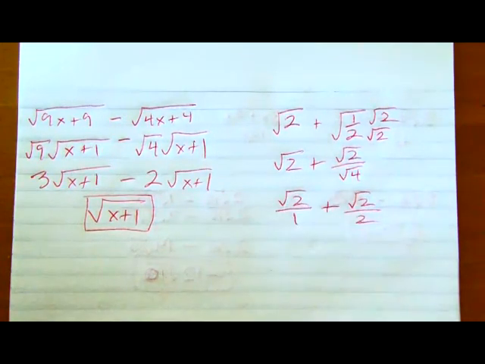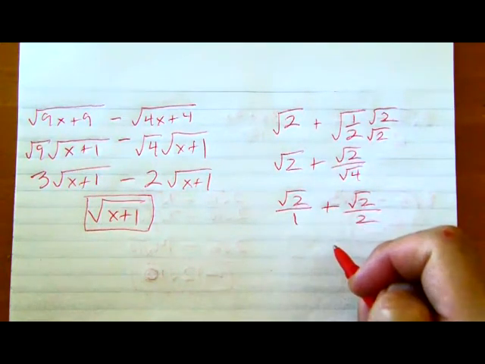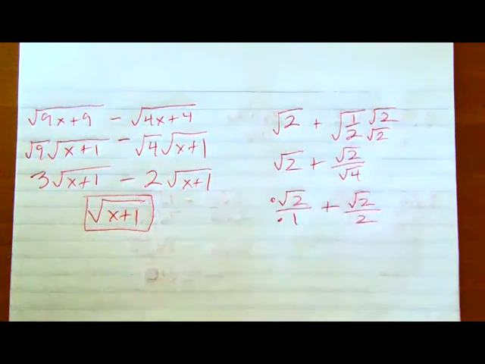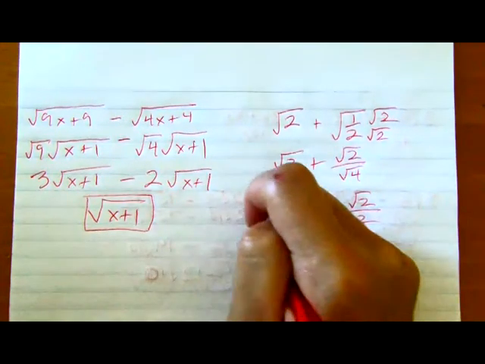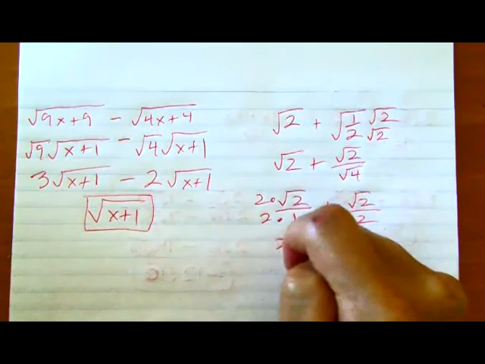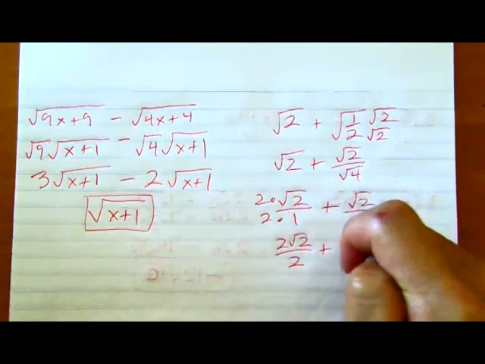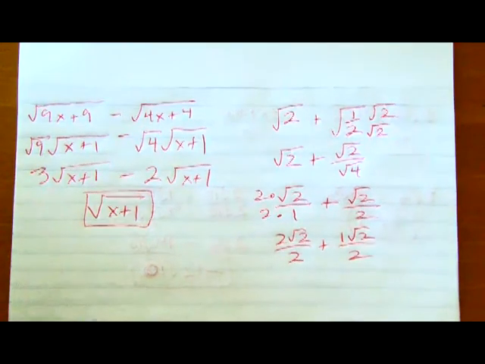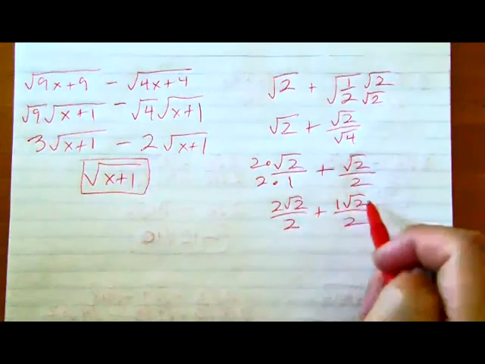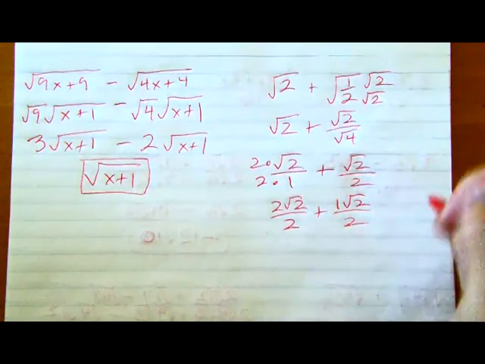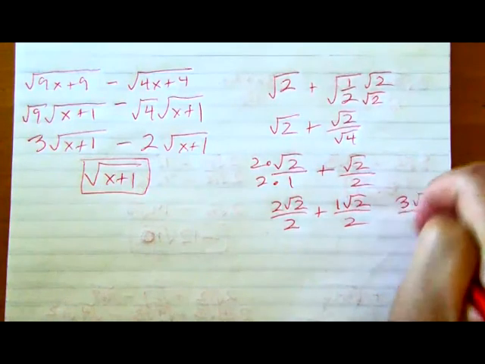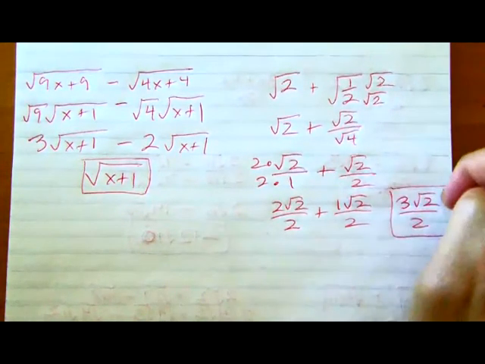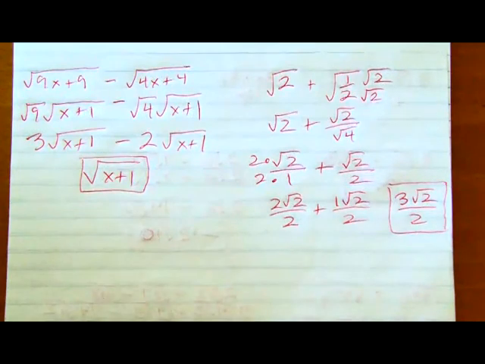The radicals match, but the denominators don't. So we cannot add fractions unless the denominators match. We need to multiply top and bottom here by 2. Now I have 2 radical 2 over 2 plus 1 radical 2 over 2. And now we can add. Denominators match, the radicals match, we have like terms. 3 radical 2 over 2. Let's try it again.